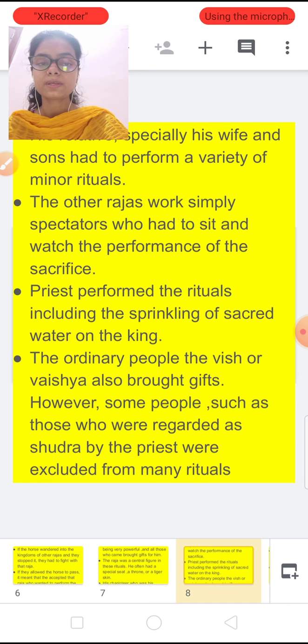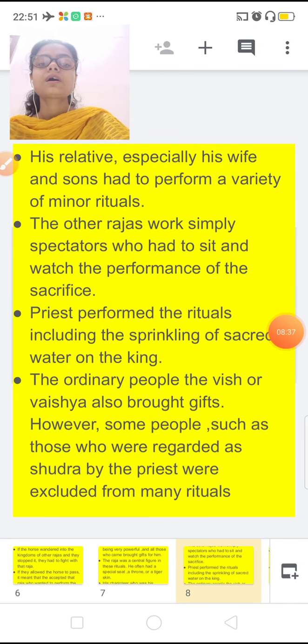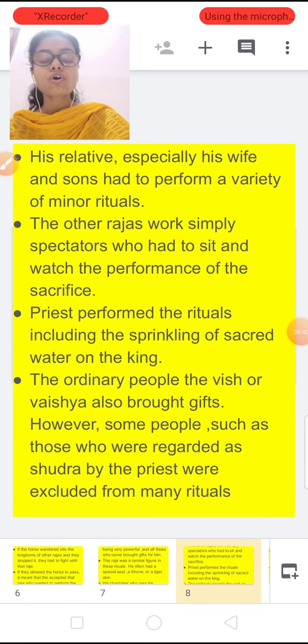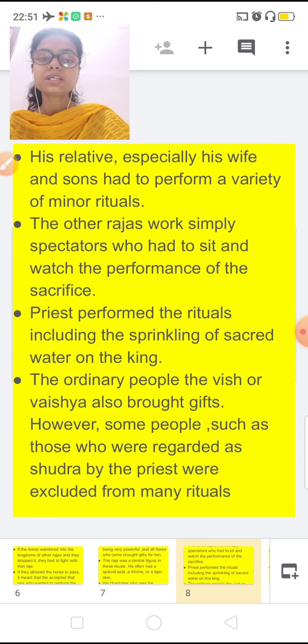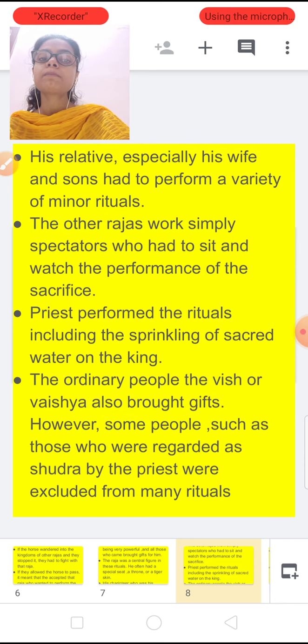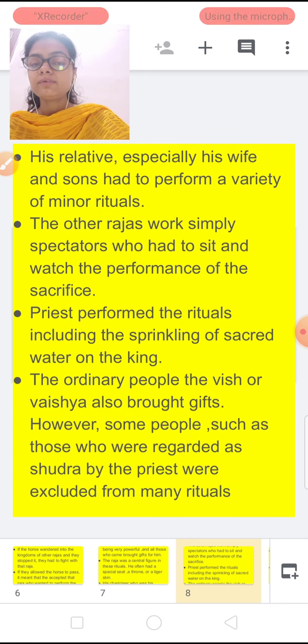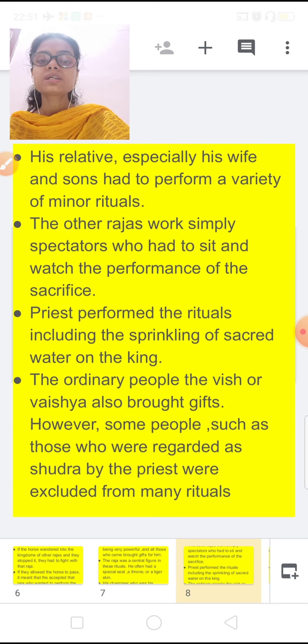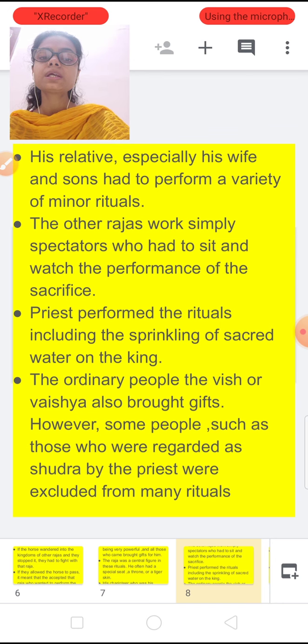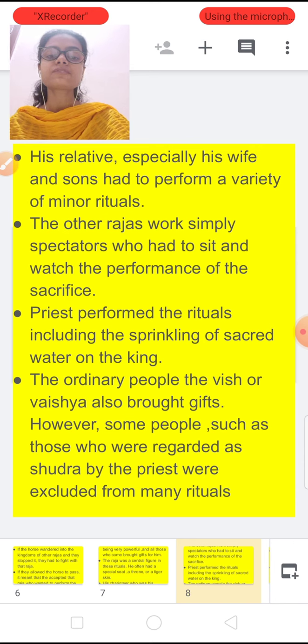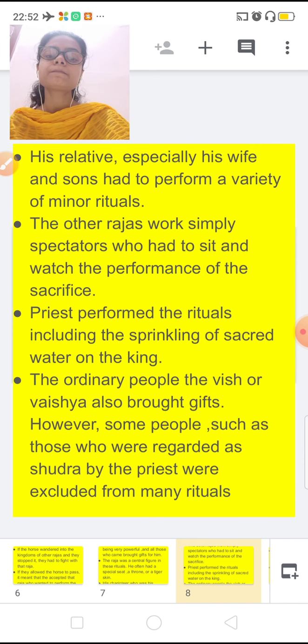Now the next topic is, in this sacrifice all the Raja's relatives, especially his wife and sons, had to perform a variety of minor rituals. Even the other Rajas were simply spectators who had to sit and watch the performance of the sacrifice only. Priests performed the ritual, including the sprinkling of sacred water on the king. Everybody knows the sprinkling of holy water on the king.